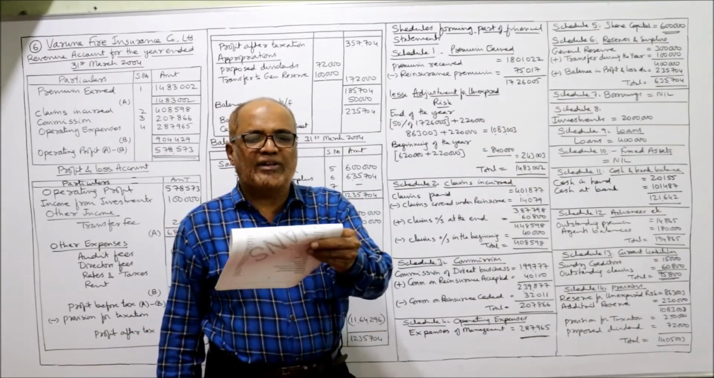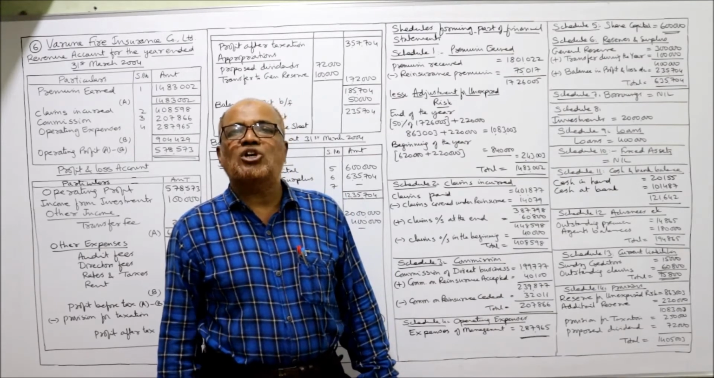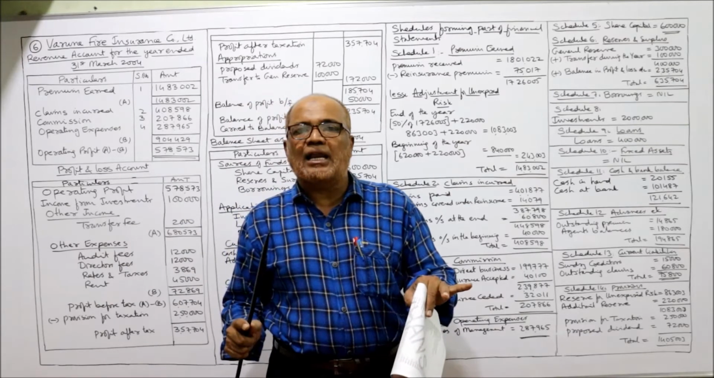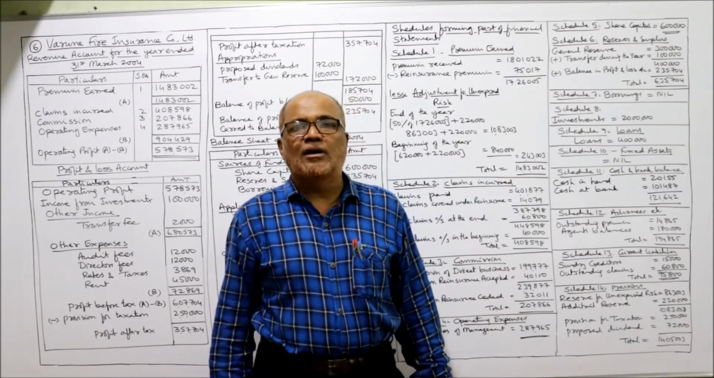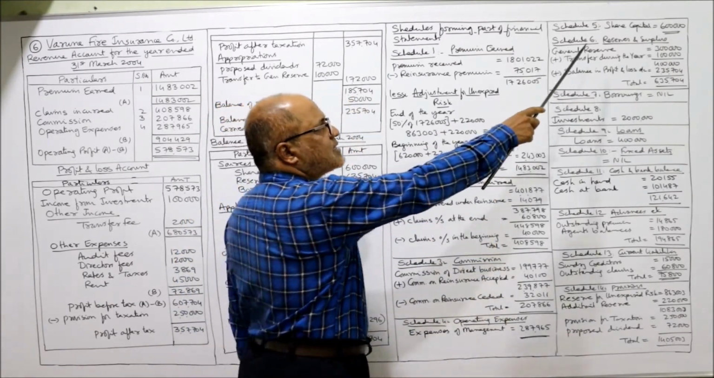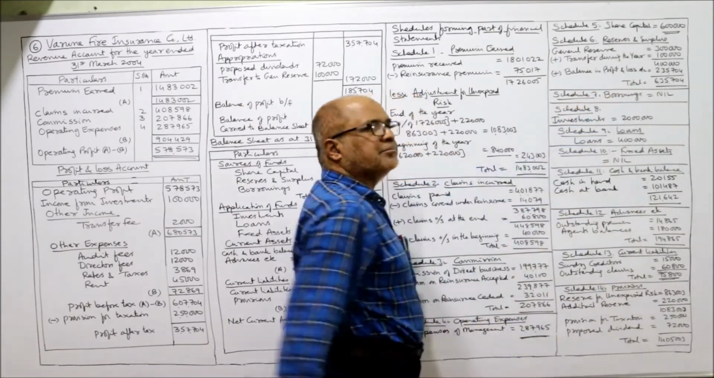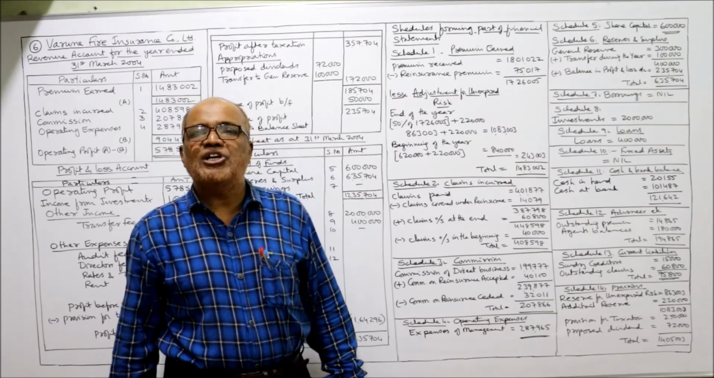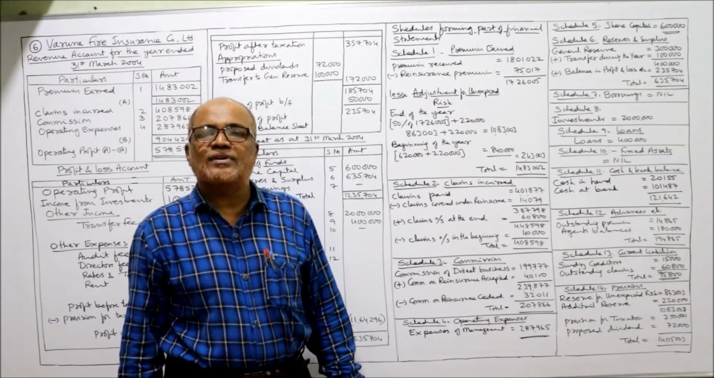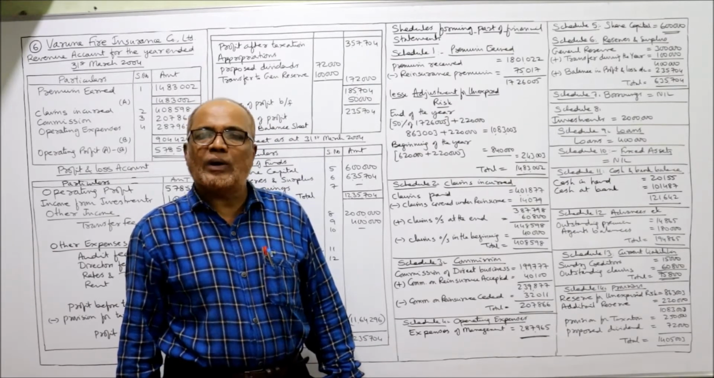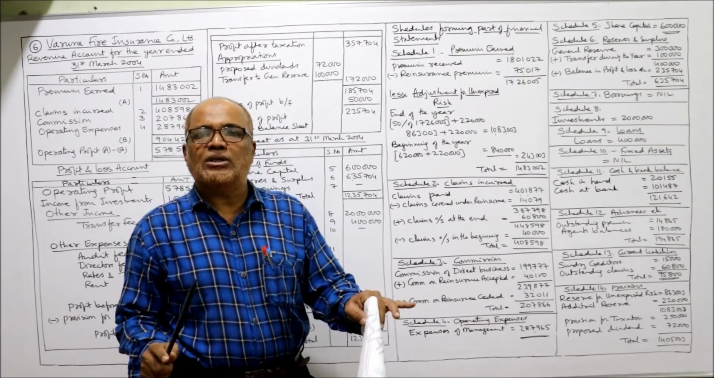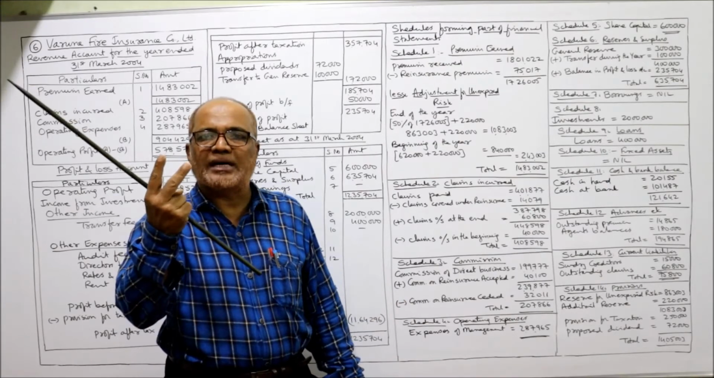Next, proposed dividend 12% of paid up capital. Always the dividend will be calculated on the paid up capital. How much is the share capital? Here you can see share capital is 6 lakh. Now proposed dividend is 12% of 6 lakh, so it comes to 72,000. So this 72,000 proposed dividend will appear twice.